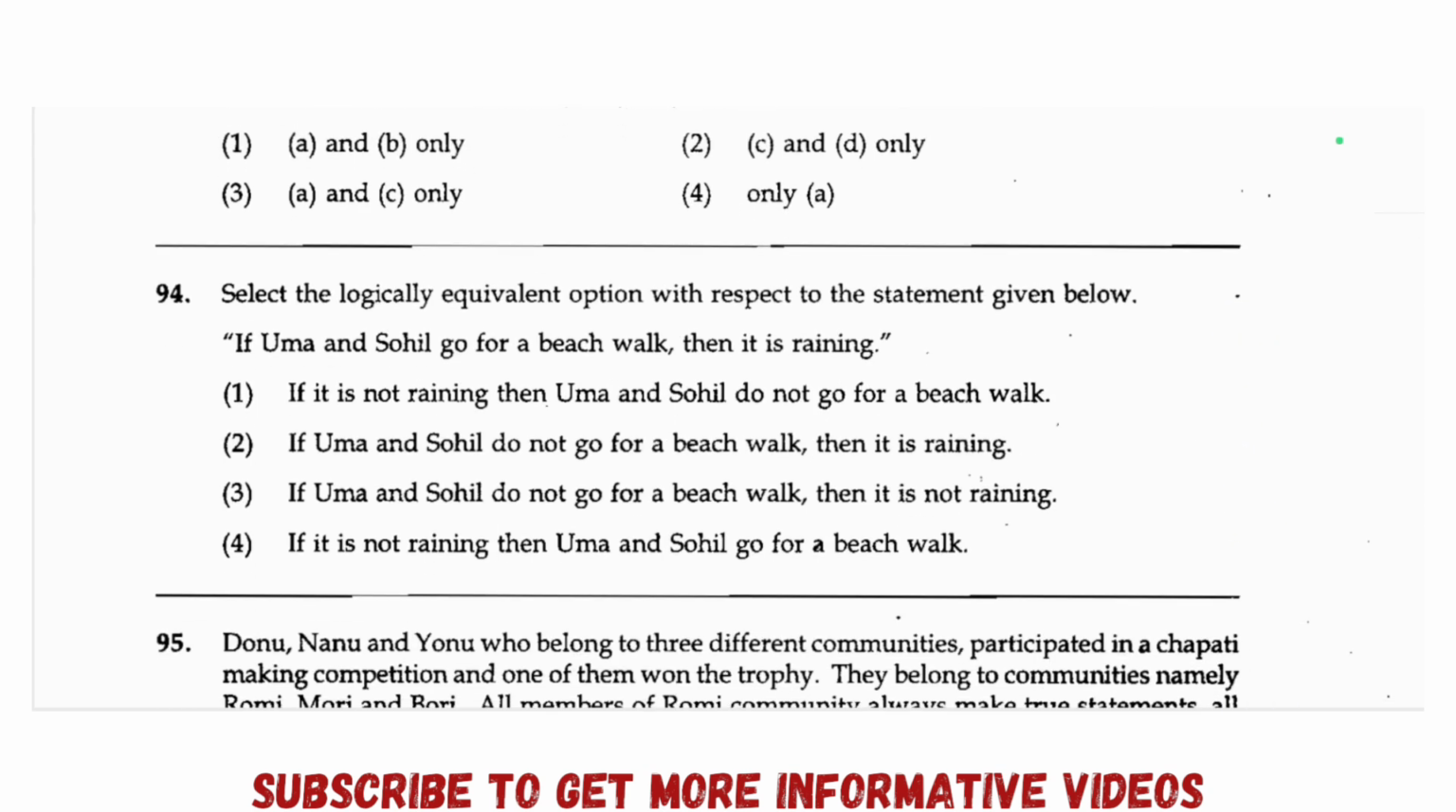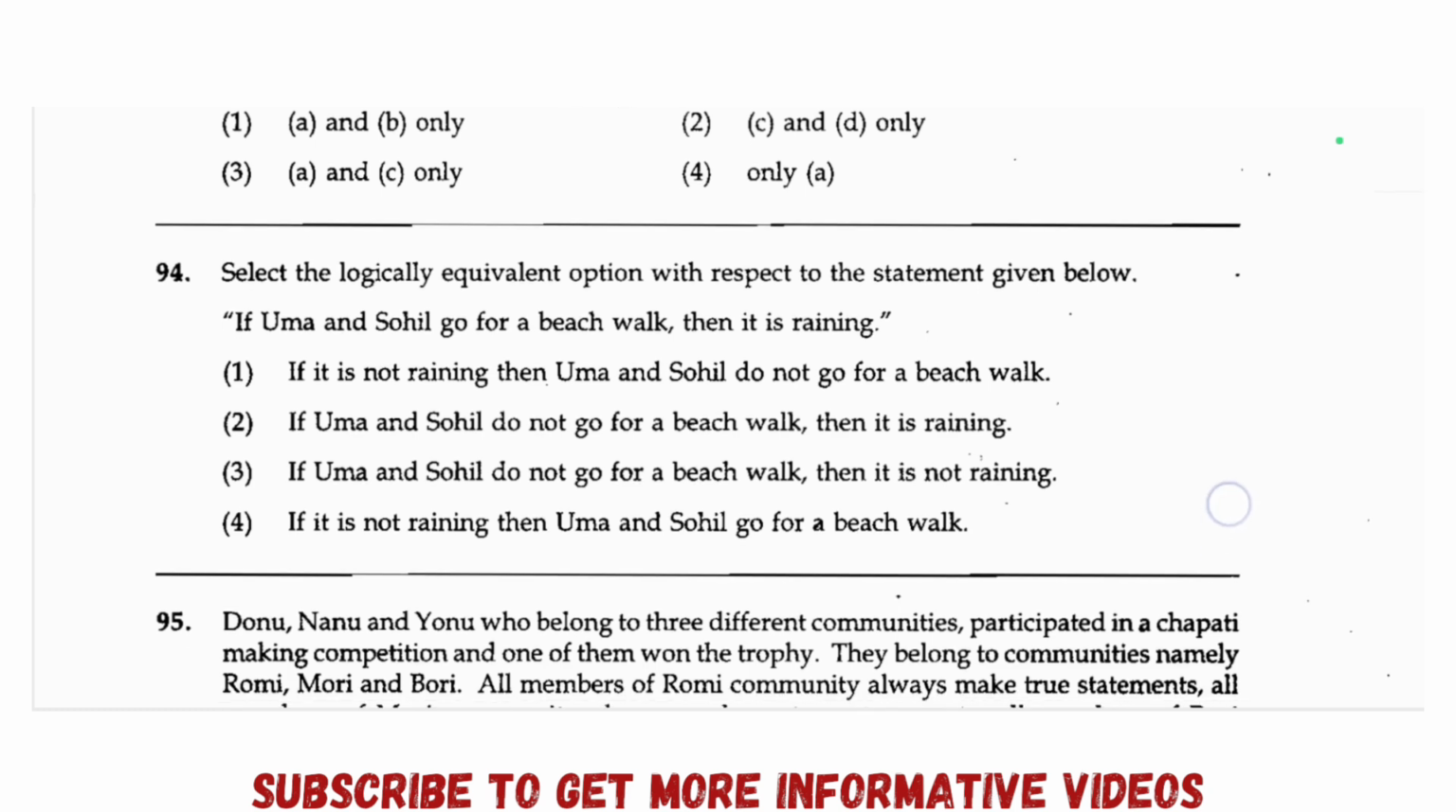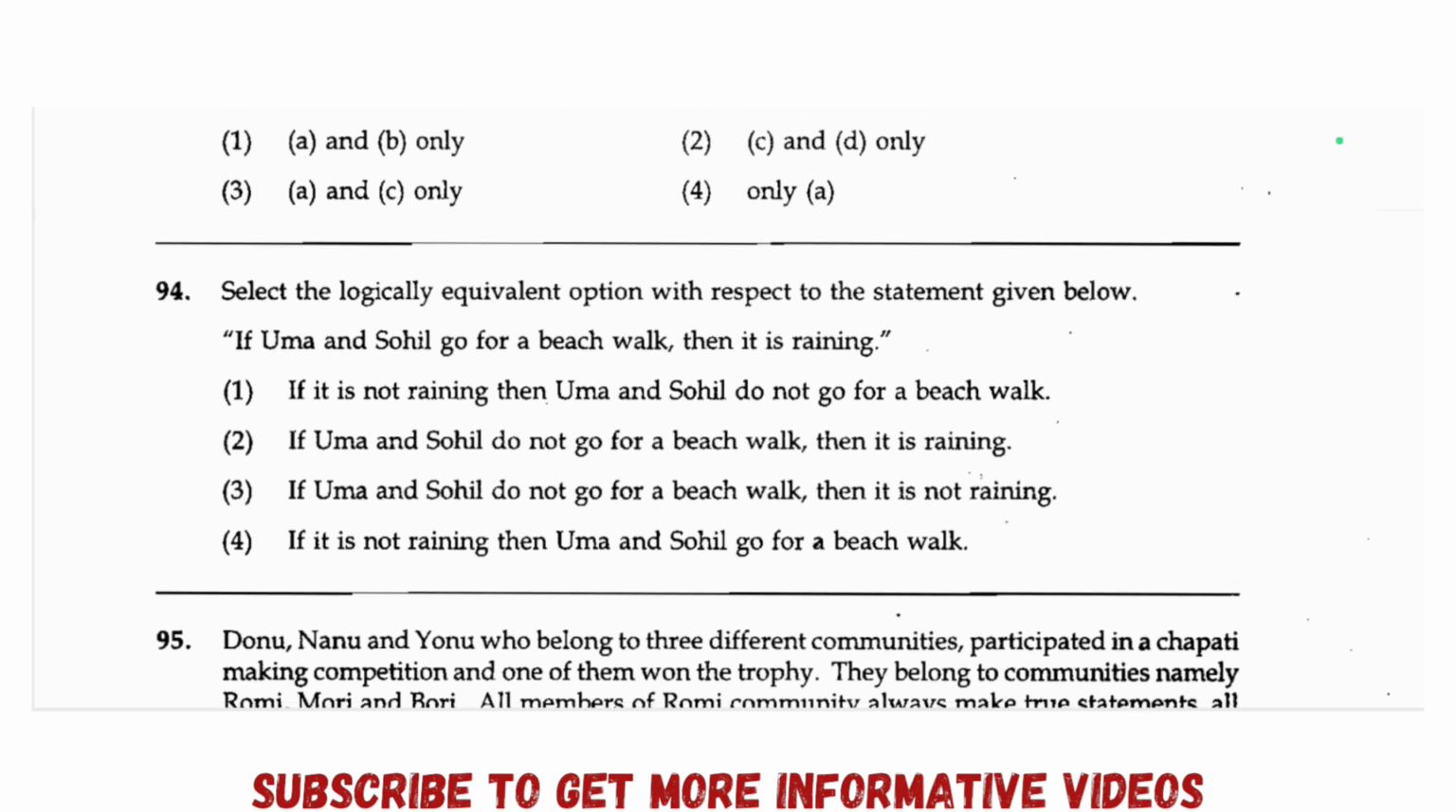Next question. Select the logically equivalent option with respect to the statement given below. If Uma and Sohail go for a beach walk, then it is raining. Options are: Option 1, if it is not raining, then Uma and Sohail do not go for a beach walk. Option 2. If Uma and Sohail do not go for a beach walk, then it is raining. Option 3. If Uma and Sohail do not go for a beach walk, then it is not raining. Option 4. If it is not raining, then Uma and Sohail go for a beach walk. So the correct option is option 1.